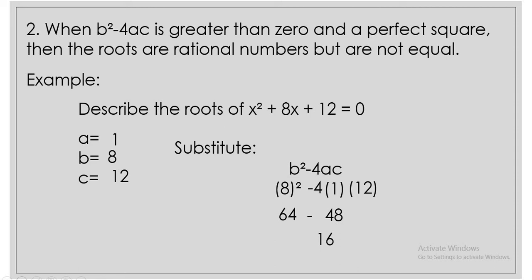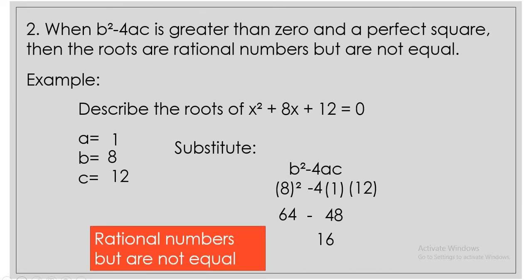So it says here that when b squared minus 4ac is greater than 0, meaning to say all positive numbers, and a perfect square. So 16 is an example of a perfect square. Okay? Then the roots are rational numbers but are not equal.